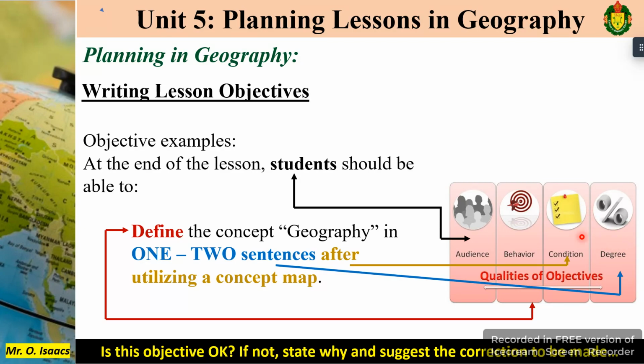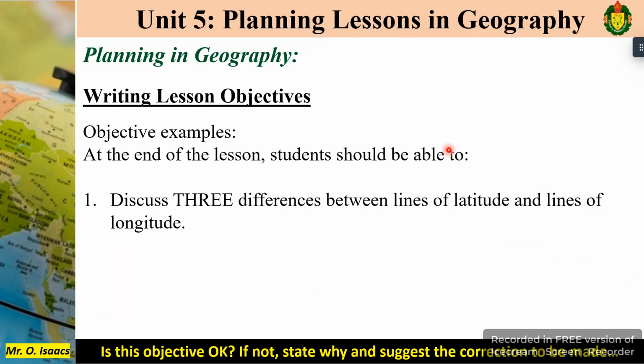And the degree, in terms of the specific expectation or quantity that we're going to use to justify how many things or how much they should produce. So in this case it says 1 to 2 sentences, so that's our degree. So this is a very good objective, right? All right, let's look at the next one.